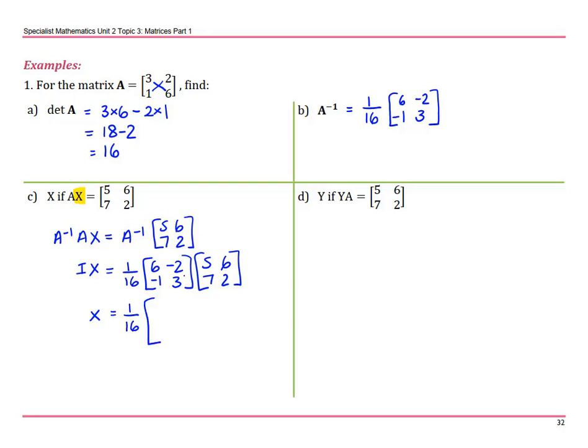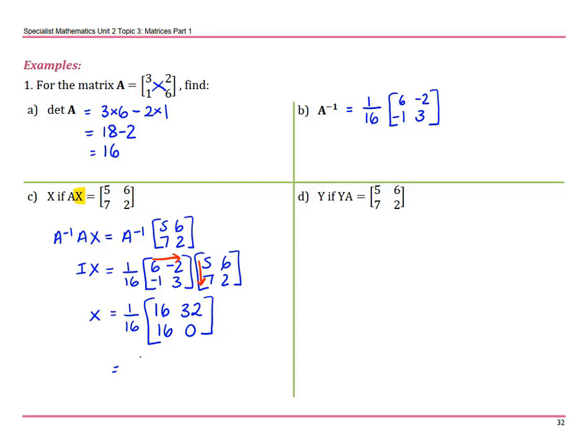Multiply your matrices. So across the row, down the column. So I've got 6 times 5 is 30. 30 minus 14 is 16. 6 times 6 is 36. 36 minus 4 is 32. Now we're doing the next row. Negative 1 times 5, negative 5 plus 21 is 16. Across the row down the last column, we've got negative 6 plus 6 is 0.